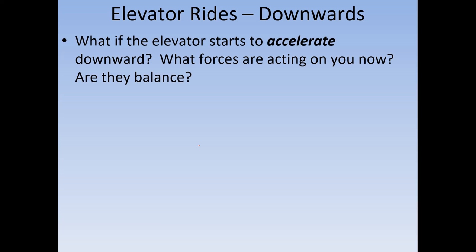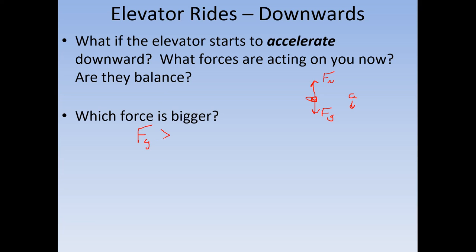All right. Now for the downwards case, let's say that we're accelerating downwards. Again, the forces are the same. So I draw my FBD, the normal force goes up, the gravitational force goes down. Because I'm accelerating downward, I know that, again, they are not going to be balanced. And in fact, the gravitational force must be bigger than the normal force.